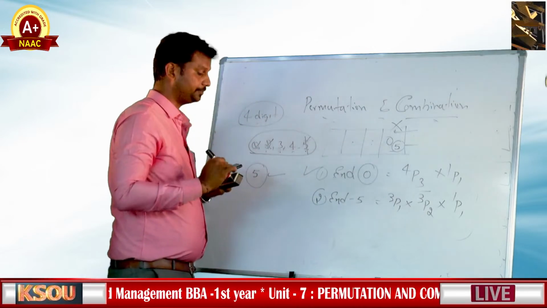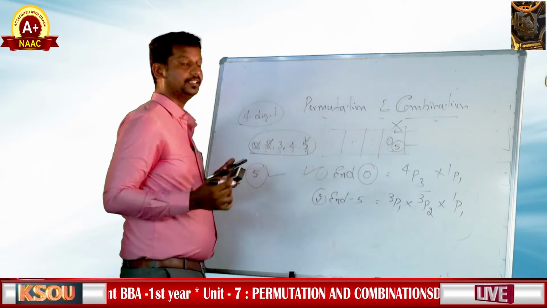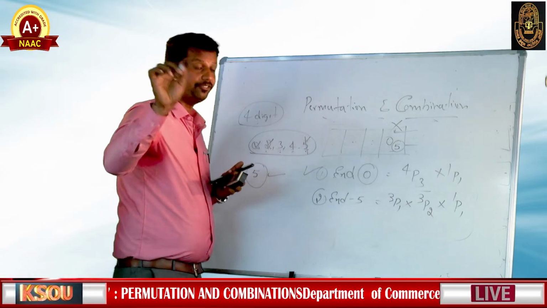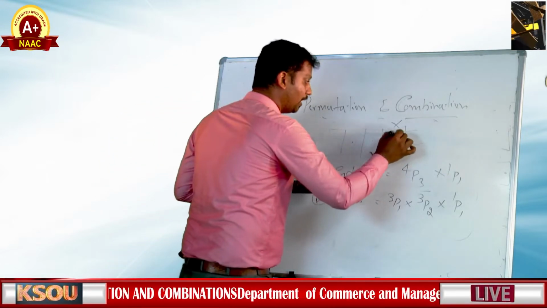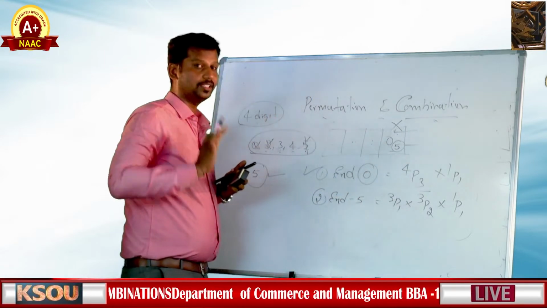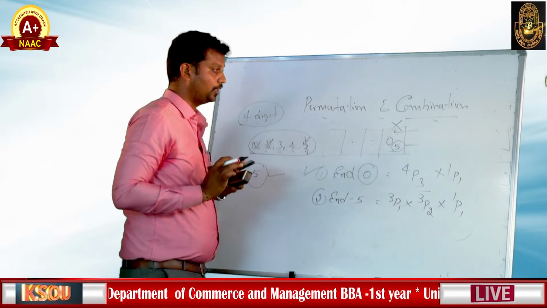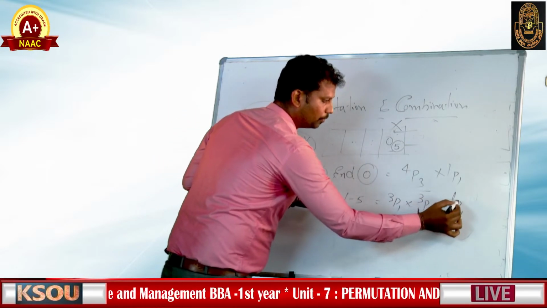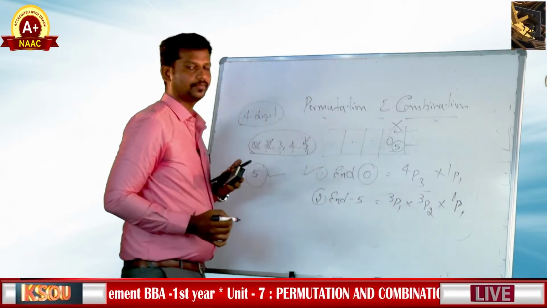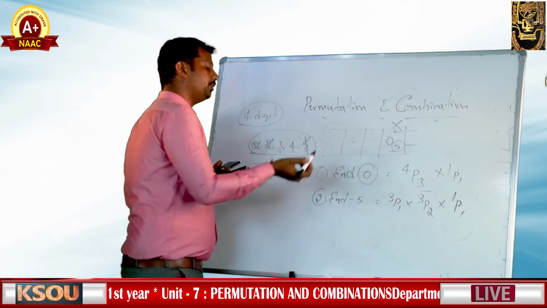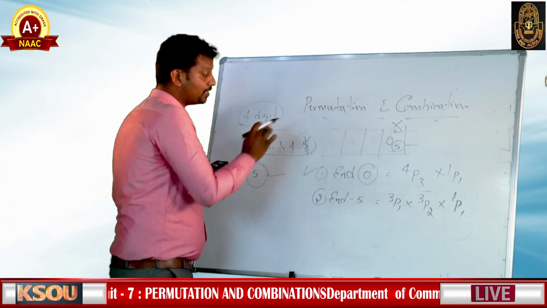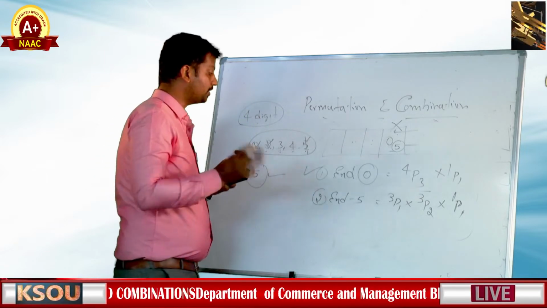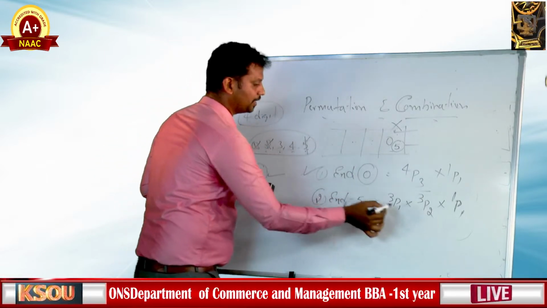The second case: the end of the number will be 5. So when the number ends in 5, the last digit must be 5. That is 1P1. Okay, then come to the remaining 3 digits. The first digit cannot be 0. It means out of 3, you should select 1 digit.